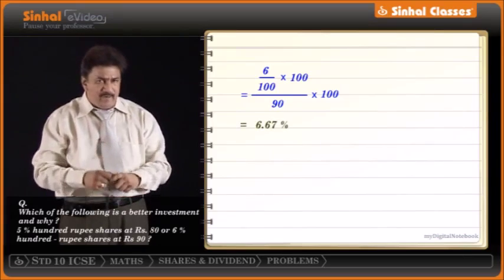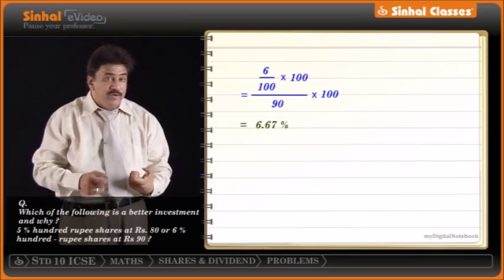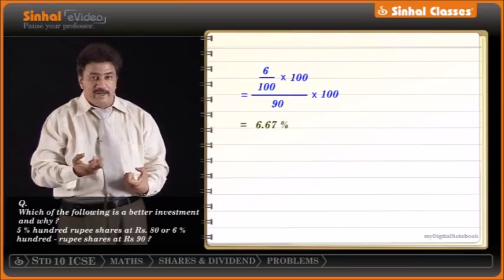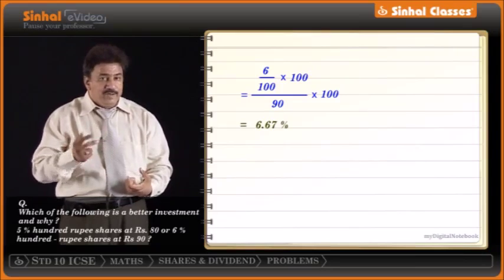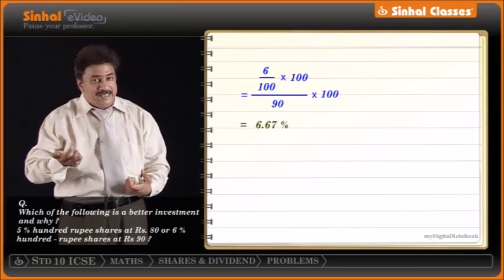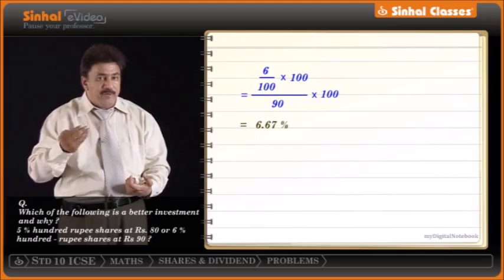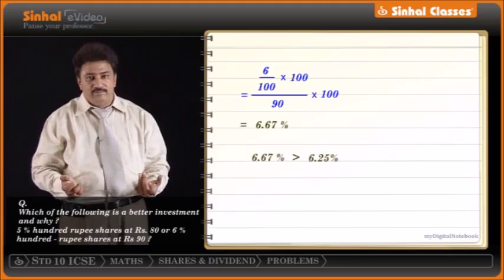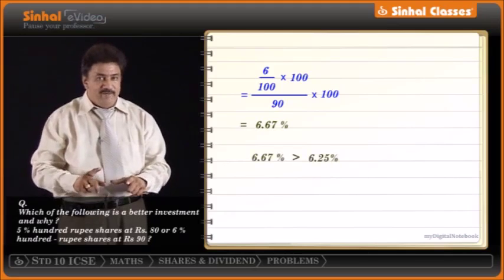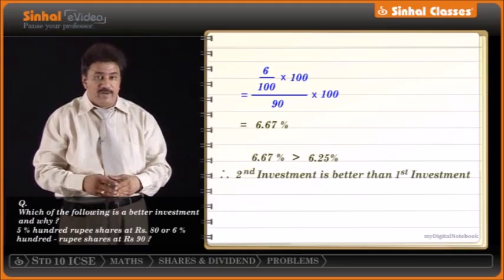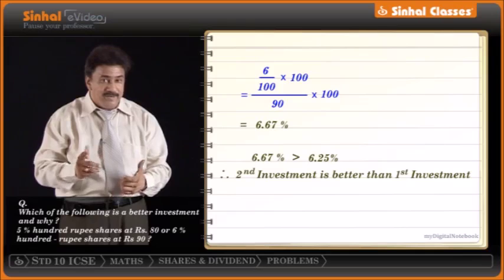See, when you see it very carefully, the first investment gives you 6.25% return. Second one gives you 6.67% as return. So second investment gives you more return than the first one. So but obvious, the second investment is better than the first one. Yes, you can check it out. Second investment is better than the first one.